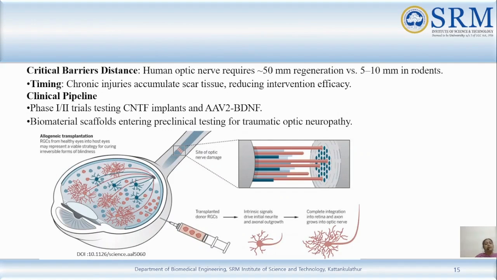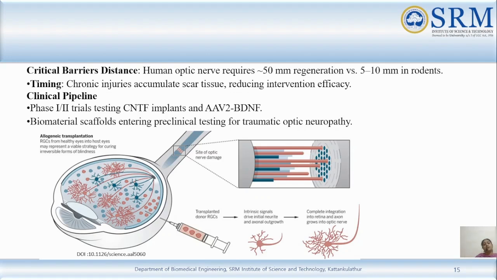The critical barriers in optic nerve regeneration are, first, the distance. In the rodent models that have been studied in the lab, the regeneration needed was only around 5 to 10 millimeters, whereas in the case of human optic nerve regeneration, this requires up to 50 mm of regeneration. So this is one of the major critical barriers seen in human optic nerve regeneration.